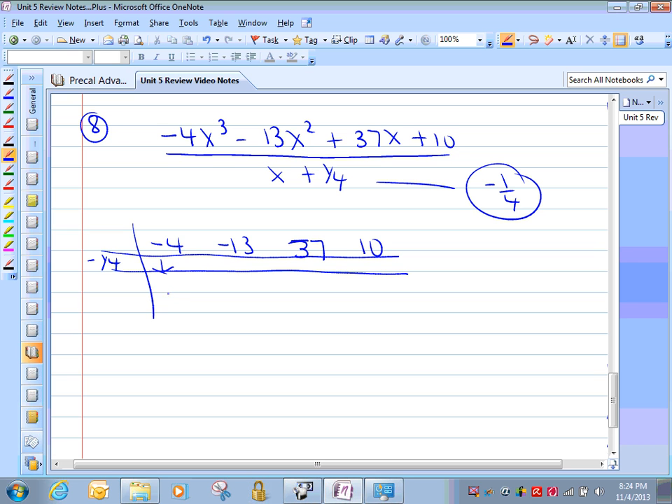So we're going to divide by -1/4. All right, we bring down the -4. Negative times negative is going to be a positive, so let's not worry about that now. We know it's positive. And 1/4 of 4 is 1. So when we bring down that, we would have a -13 and a 1. That would be a -12.